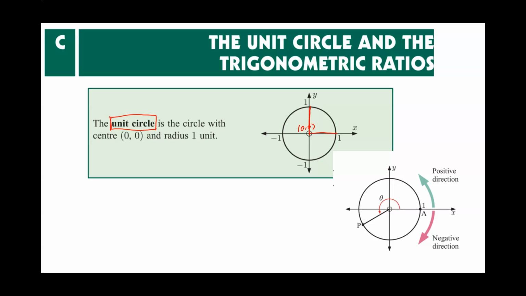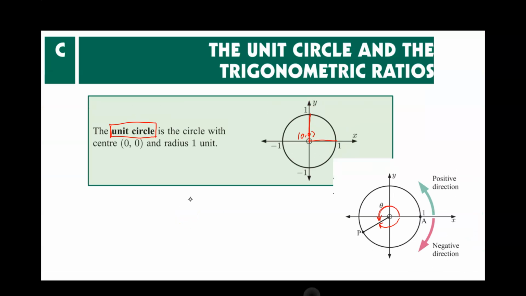And as you know, if I want to represent a theta in the unit circle, I could either rotate anti-clockwise or rotate clockwise. If I rotate clockwise, I'll end up with a negative theta. If I rotate anti-clockwise, I'll end up with a positive angle. What does that mean?